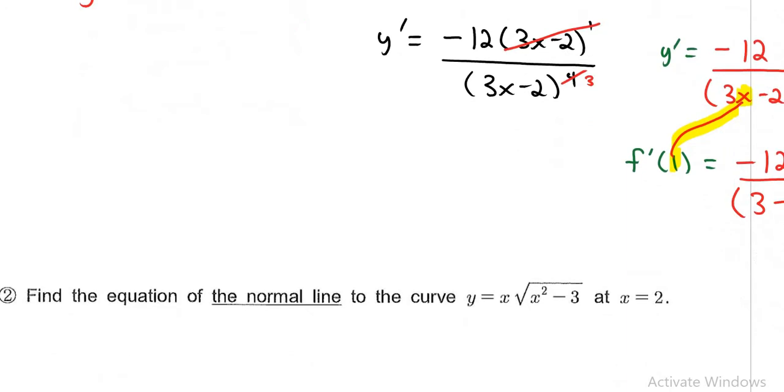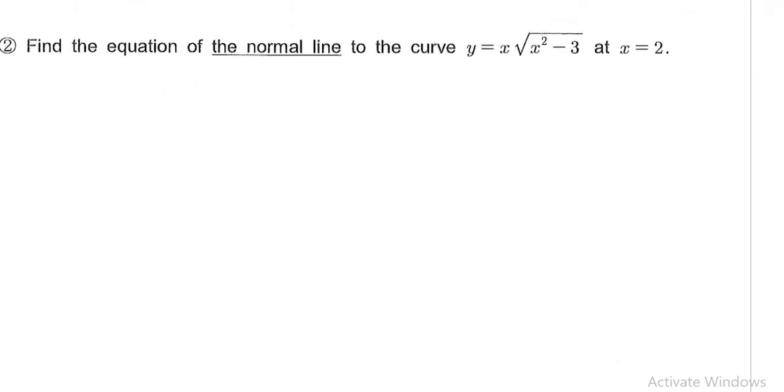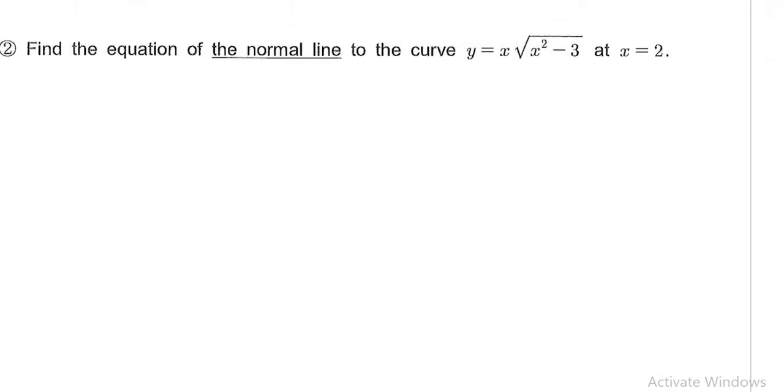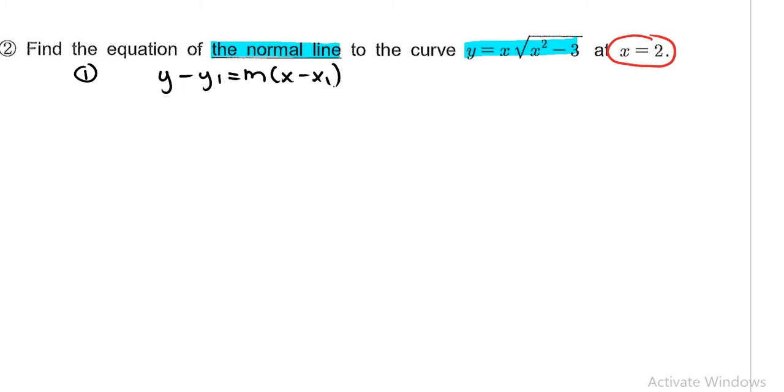Okay, let's move on to question number 2 here. Find the equation of the normal line to the curve. So I have a normal line, this is my curve, and my x value here is x equals 2. Alright, so step number 1, I would go ahead and write out the equation of the tangent line, because the tangent line and the normal line, they are related. You just need to do one extra step at the very end.